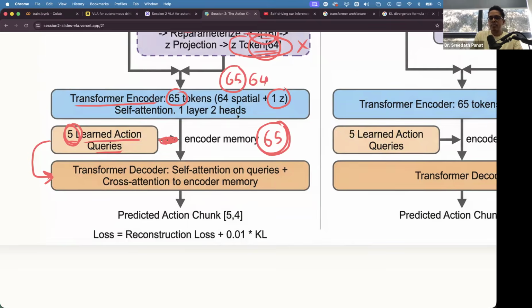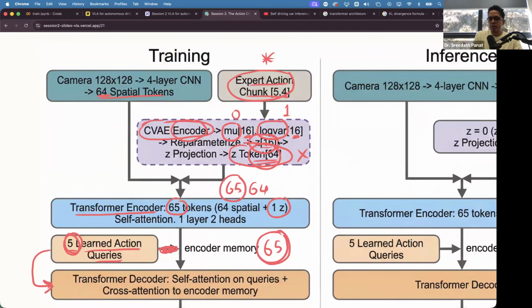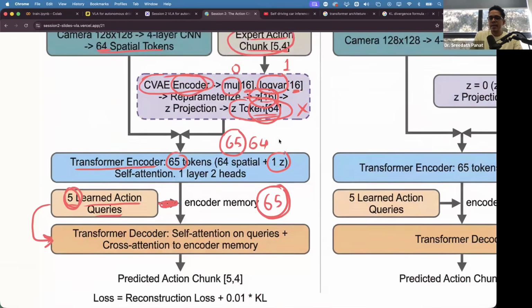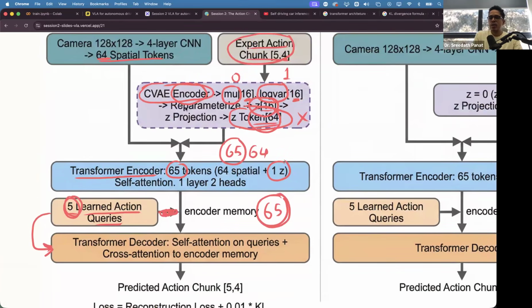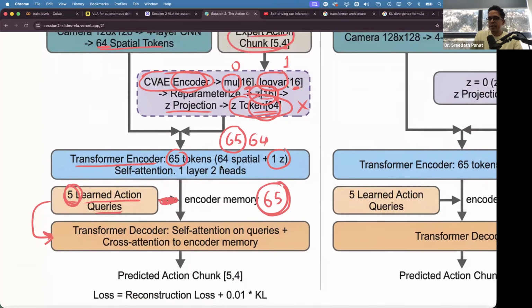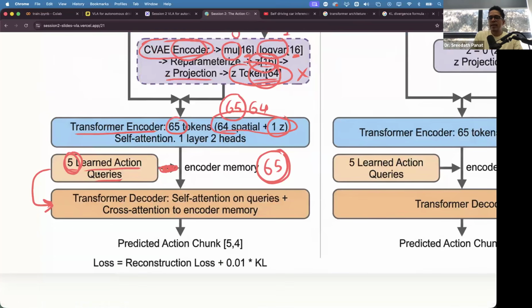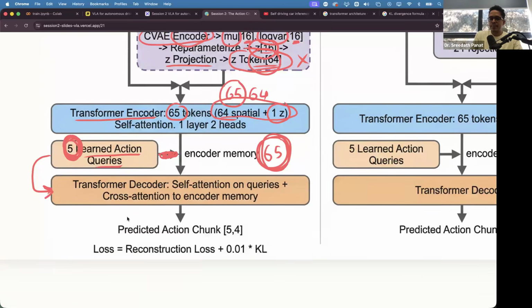So the only difference now, because of this conditional variational autoencoder, is that the conditional variational autoencoder introduces an additional token Z, which is added or concatenated with the 64 tokens. So now you have 65 tokens. So now when the transformer decoder is performing cross attention, it is between these 5 tokens, which are projected into query space, and these 65 tokens, which are projected into the key and value space. And then the rest of the things are the same.